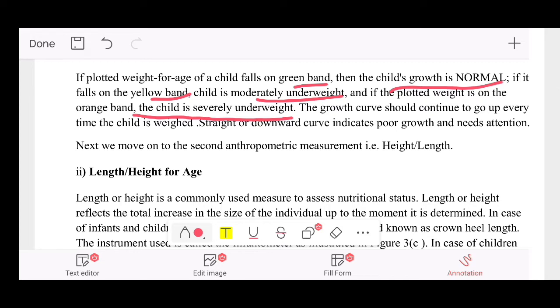The growth curve should continue to go up every time the child is weighed. Means we should compare this growth chart whenever the child comes to the doctor and whenever they do the weight according to their age. A straight or downward curve indicates poor growth.